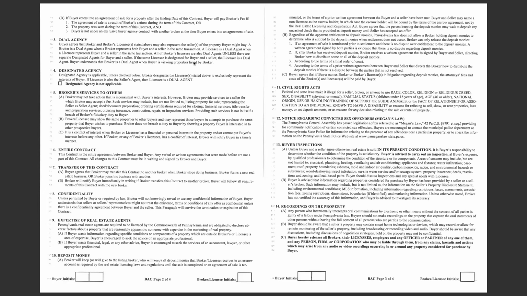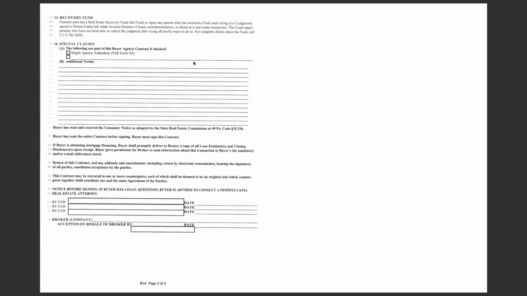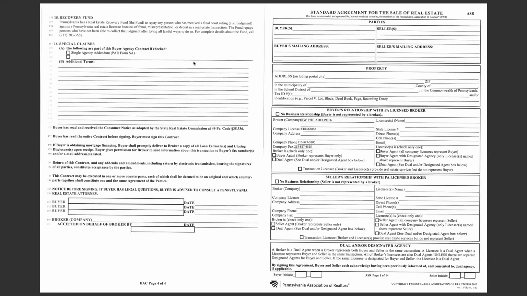Excuse me. Joe, if you'll flip the page, please. It talks about the recovery fund, again, for a reimbursement if a licensee has been found to have committed fraud, misrepresentation, or deceit in a real estate transaction. We need your buyer's signature and the signature of the agent representing them.